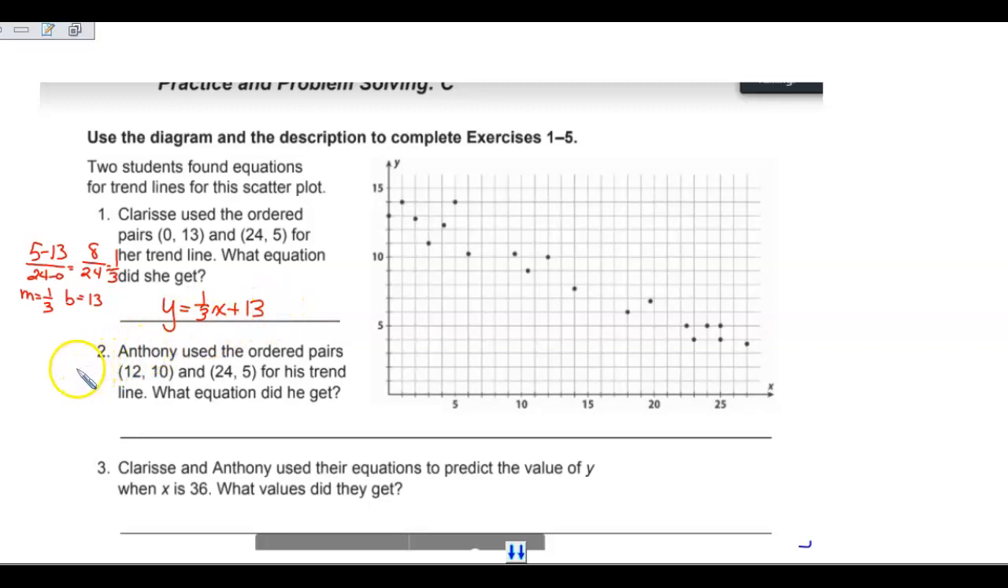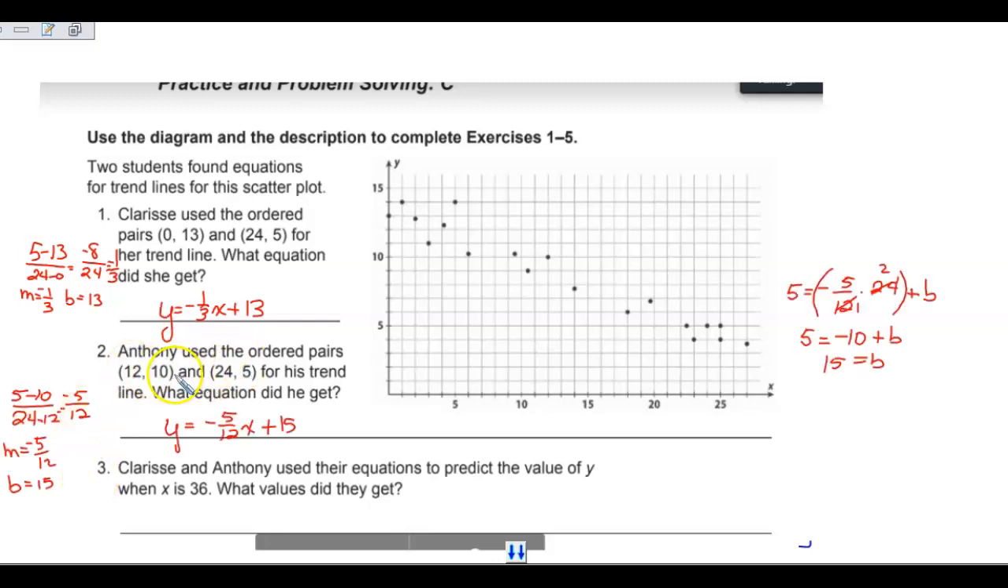Anthony used the ordered pairs (12, 10) and (24, 5) for his trend line. What equation did he get? Go ahead and find your slope and y-intercept for that one. I took the two points and found my slope, which is -5/12. Then I plugged in the second ordered pair because I felt like it worked better with 5/12. Over here I'm showing my work. I simplified, and -5 times 2 is -10, so I have 5 equals -10 plus b. Solving for b, I got 15. So my equation is y equals -5/12 x plus 15.